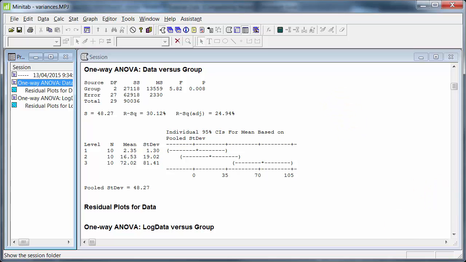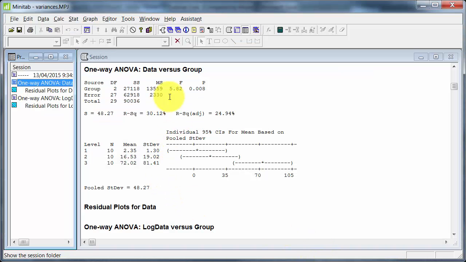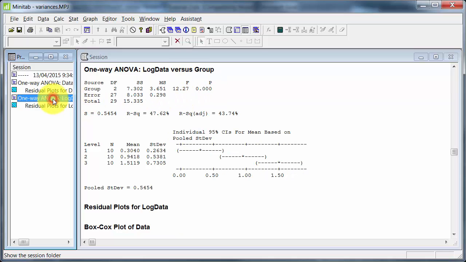What we have seen from the Excel demonstration is that if I do a log transformation, the situation is much better. So back here in Minitab, if I do this on the log data, the F becomes bigger, the p-value becomes smaller, and this is a result which, according to Cochran's test, is reliable. Well, why do I keep saying "according to"?